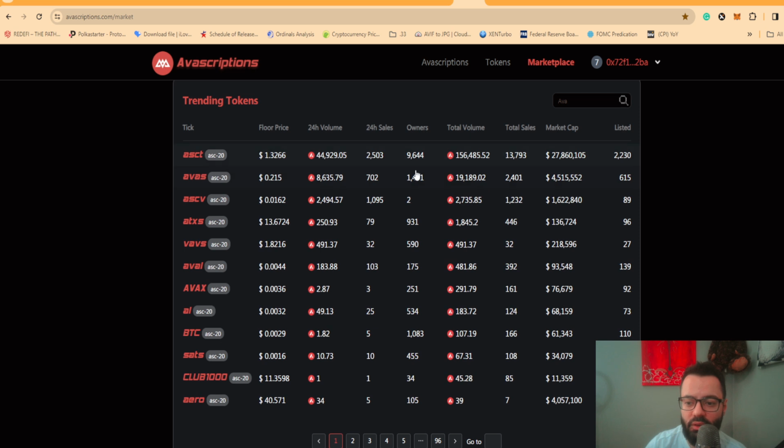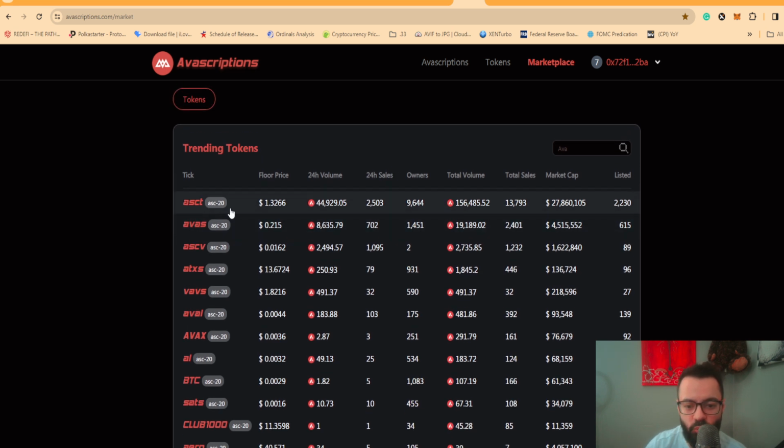If we look at the marketplace, the biggest one so far has been ASCT, which cost cents to mint, guys. With that being said, so far it's basically rallied to more than $1.32. The other day it was around $1.47. So this possibly can essentially go up further in terms of market cap.